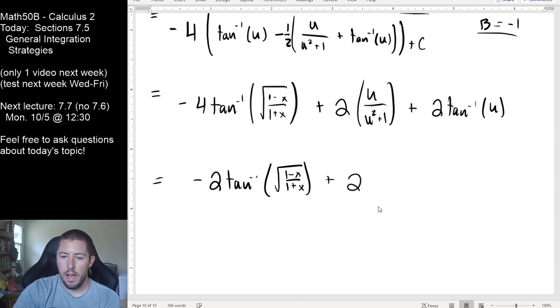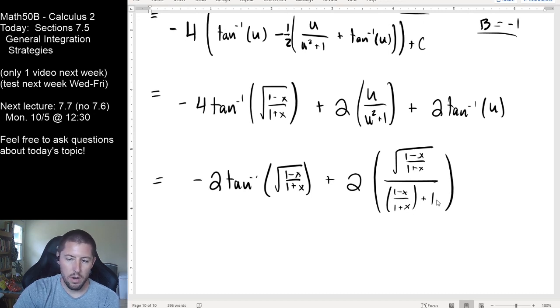plus 2 copies of, right? There's u. That's u squared, so no square root, plus 1. So I'm claiming that this is going to also be the same answer, right?